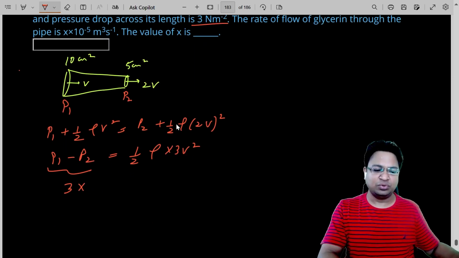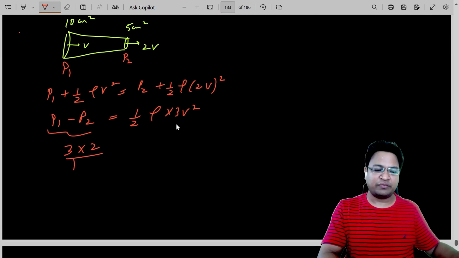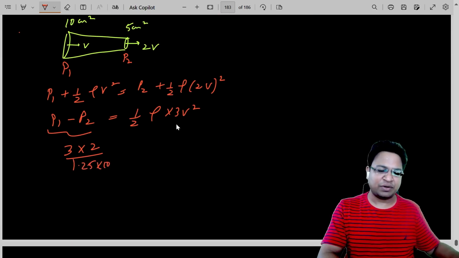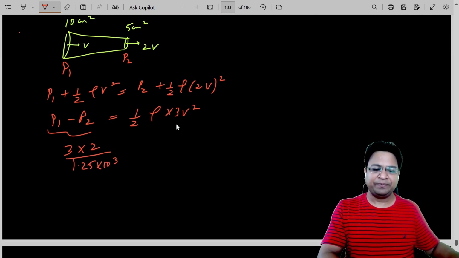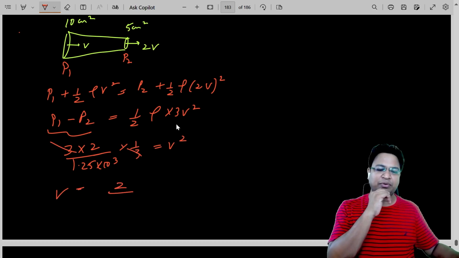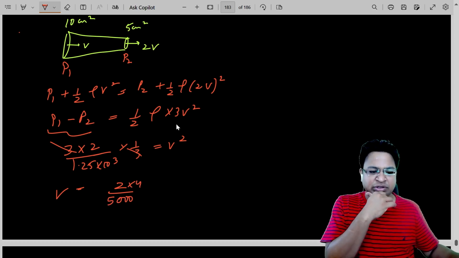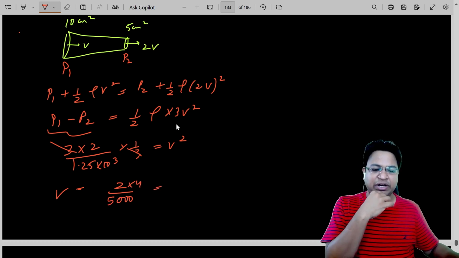So 3 into 2 divided by density of the glycerin, which is 1.25 into 10 raised to power 3. Okay, this is the density. And into 1 by 3 is equal to V square. So V will become root of this, and this gets cancelled. So this can be written as 2 upon 5 by 4 into 1000. This is 5 by 4.